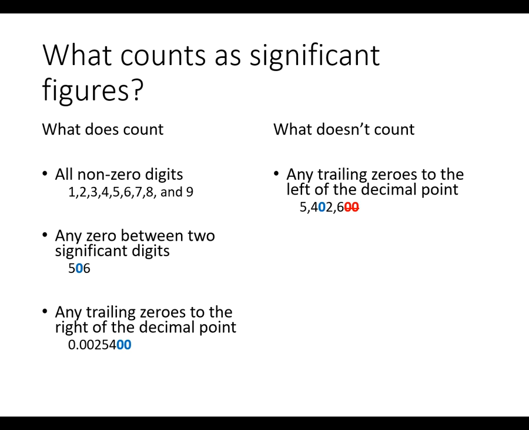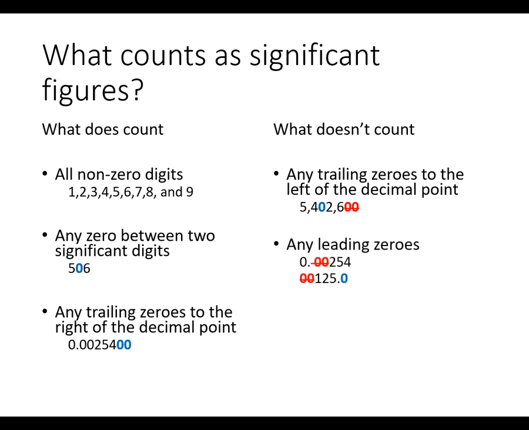What would happen if I put a 0.0 at the end? So I'd have 5,402,600.0. Well, that 0.0 is a 0 to the right of the decimal point, so it would be significant. Basically, it says I have measured accurately to the 10th place. So that is a significant digit. So if it's 0.0, if that's significant and the 6 is significant, then the zeros in between automatically would also become significant.